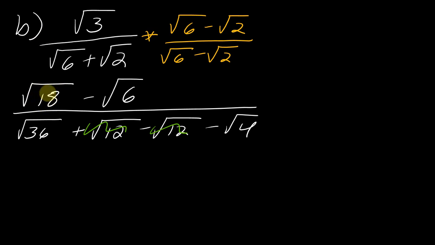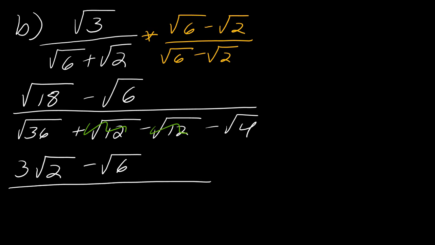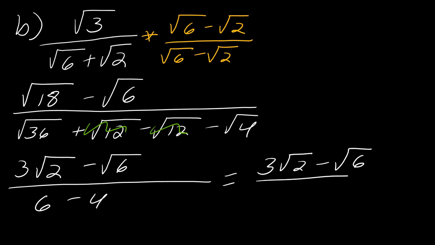Now, the square root of 18 can be simplified. So this will be simplified into 3 times the square root of 2, right? Because 18 is 9 times 2, and the square root of 9 is 3. So I can rewrite it like this. Cannot simplify the square root of 6. And then here, this is just going to simplify to 6 minus 4. So in the end, I have 3 times the square root of 2 minus the square root of 6, all of this over 2. And you can break that into 2 separate fractions if you would like.